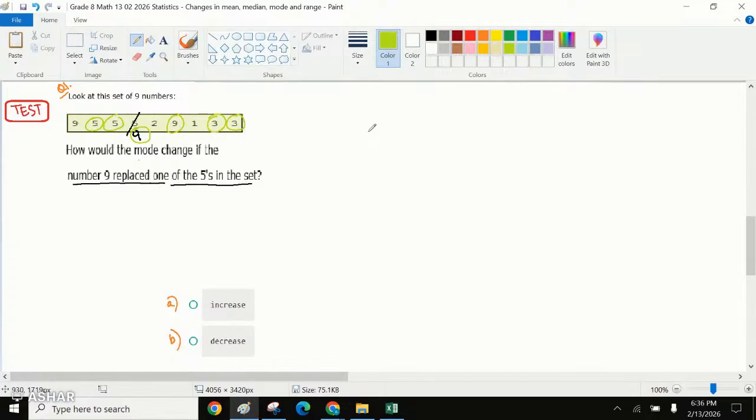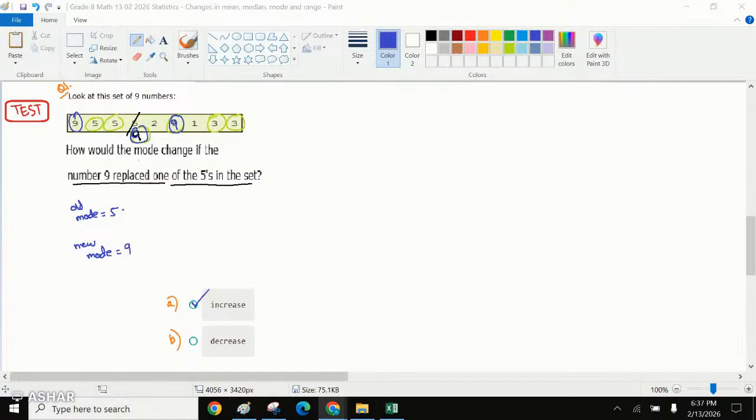Okay, in general what will happen is, since we have three 9s over here, agreed? So yes, the older mode was 5 and the new mode is 9. So the mode has increased. Agreed? Okay, thank you. I did the first one.